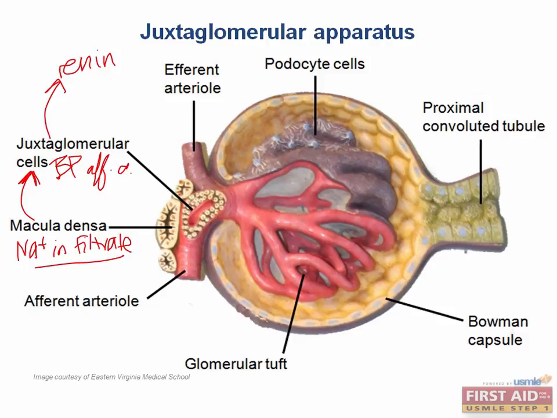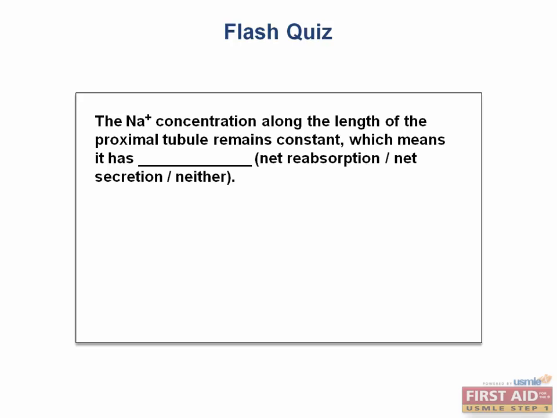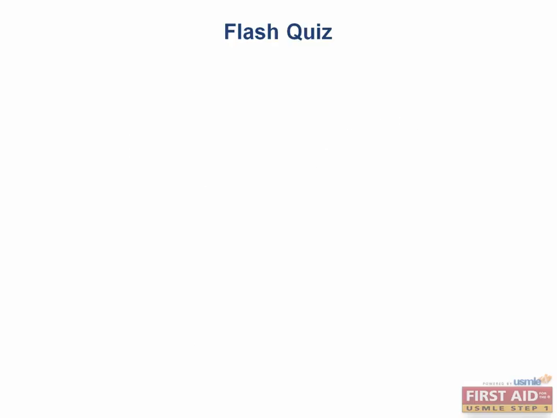Well, they're found in the tunica media with the other smooth muscle cells. Flash quiz. The sodium concentration along the length of the proximal tubule remains constant, which means it has net reabsorption, net secretion, or neither. There will be net reabsorption.